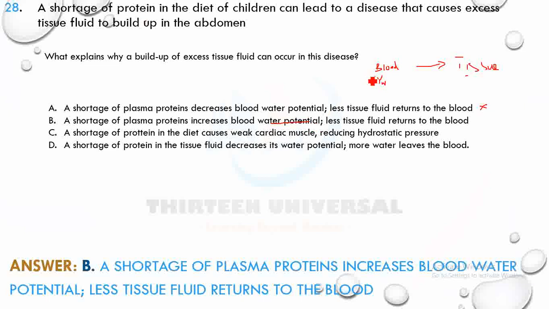So if you have less blood plasma protein, we're going to have more water, because the plasma protein is just like a solute. If you have less solute, more water potential. Okay, so this is all right. We have a shortage of plasma protein. That's why we have high water potential, and then high water potential will cause more tissue fluid to form. Now A says a shortage of protein in the diet causes weak cardiac muscle, reducing heart pressure. Nope, that's not correct. Another option says a shortage of protein in the tissue fluid decreases it. No, a shortage of protein increases water potential. Alright, that's what B is.